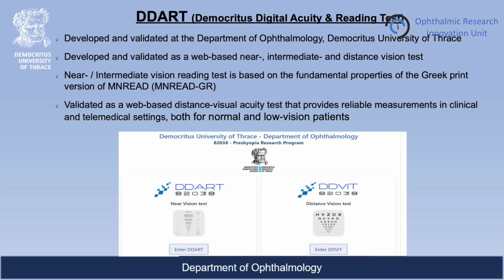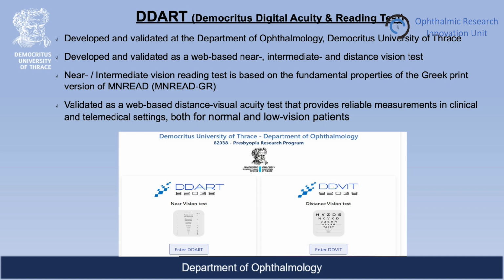DART is a web-based digital reading test for near and intermediate vision that was developed and validated at the Department of Ophthalmology of the Democritus University of Thrace. It has been developed and validated as a digital near vision reading test based on the fundamental properties of the Greek print version of MN-Red. It has also been validated as a web-based distance visual acuity test that provided reliable measurements in clinical and telemedical settings, both for normal and low vision patients.